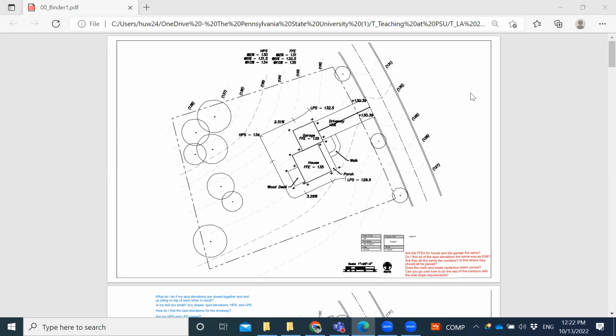Are they all the same, the numbers? This is where they should all be placed. The placement of the spots looks pretty good. Not all of them are marked, but you're not missing a lot. Then, yeah, we'll check this well center line, and you go over how to do the rest of the contours with the side slope requirements.